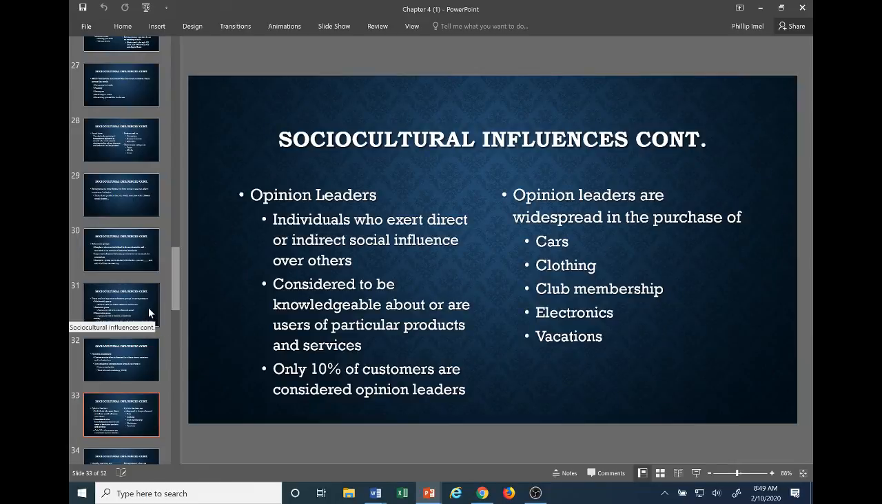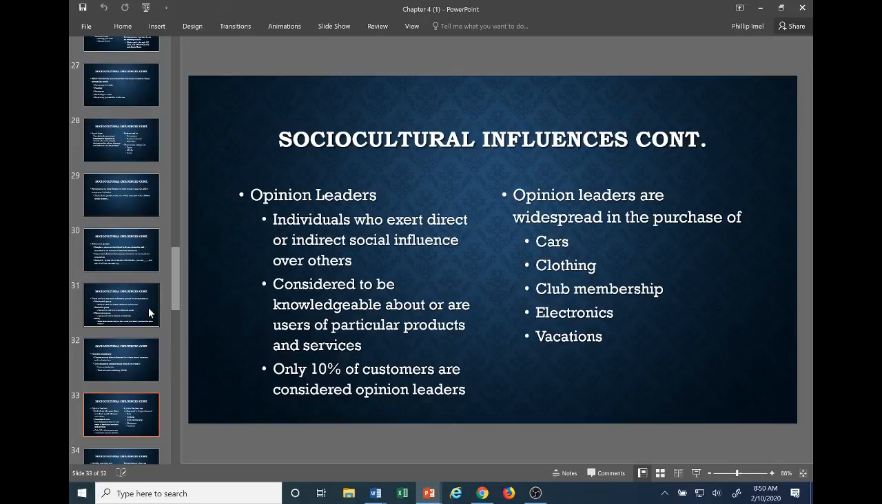Opinion leaders, these are individuals who exert direct or indirect social influence over others. They're considered to be knowledgeable about or are users of particular products and services. But it says that only about 10% of the consumers are actually going to be opinion leaders. The other 90% just follow along with the trends. Opinion leaders are going to be widespread in the purchase of cars, clothing, club memberships, electronics, and vacations.